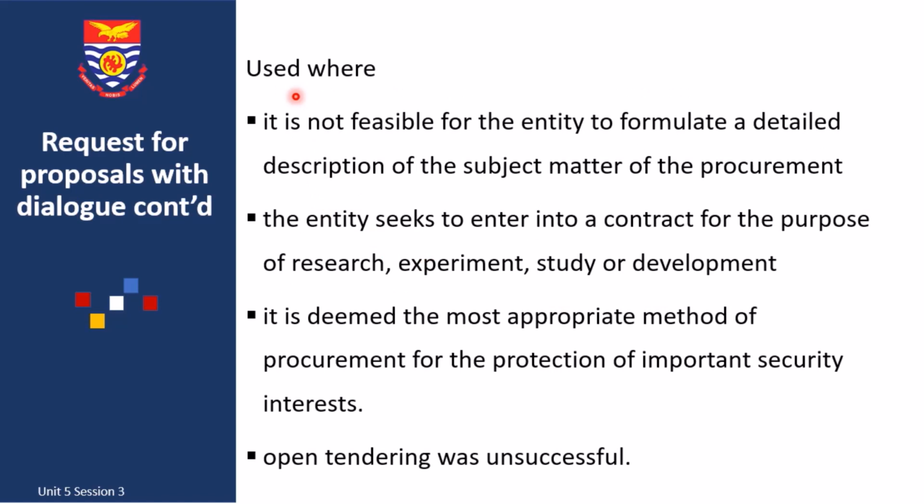So request for proposals with dialogue is used when it is not feasible for the procurement entity or the buyer to formulate a detailed description of the subject matter of the procurement. It is also used when the entity seeks to enter into a contract for the purpose of research, experiment, study or development, where you cannot ideally determine the outcome, the procedure or the means for executing any of these. It is also used where it is deemed the most appropriate method of procurement in order to protect national security interests. And requests for proposals with dialogue is finally used when open tendering has been engaged in but has proved unsuccessful.